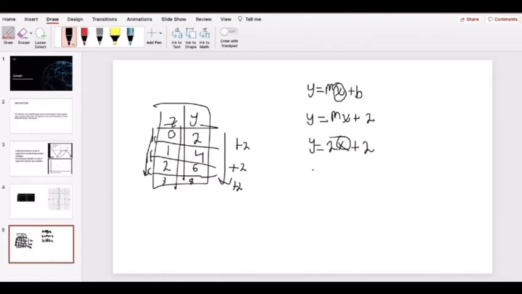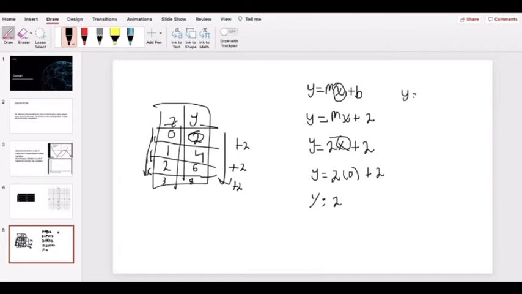So if you say y equals 2 times 0 plus 2, you would have y equals 2 times 0 is 0, plus 2 is 2. See, when you do it, you're going to get your y. And if you don't, you might be making a mistake. Let's do another one using the same one.